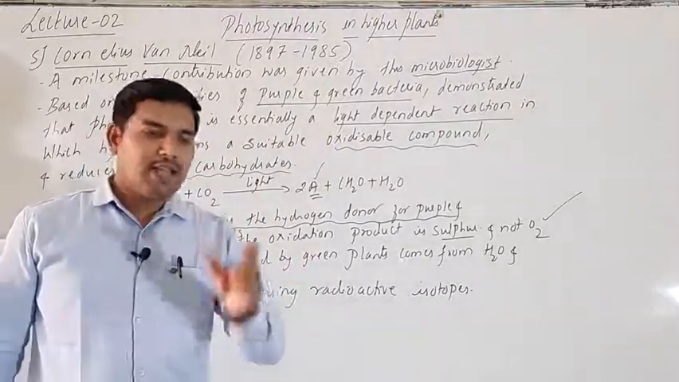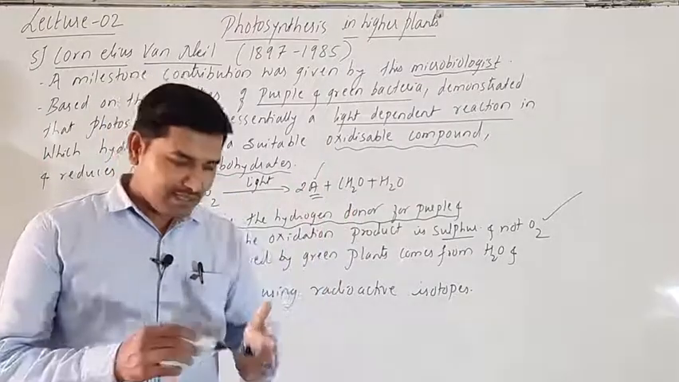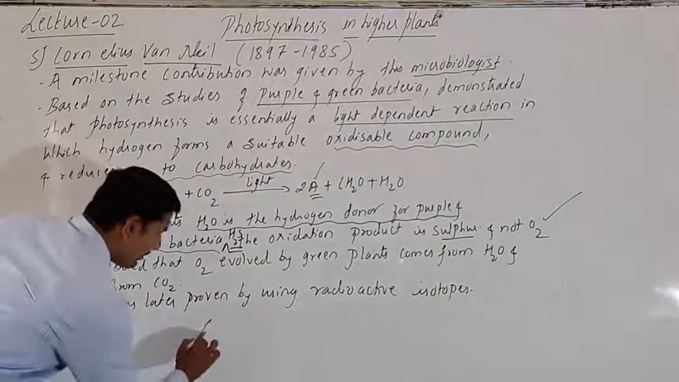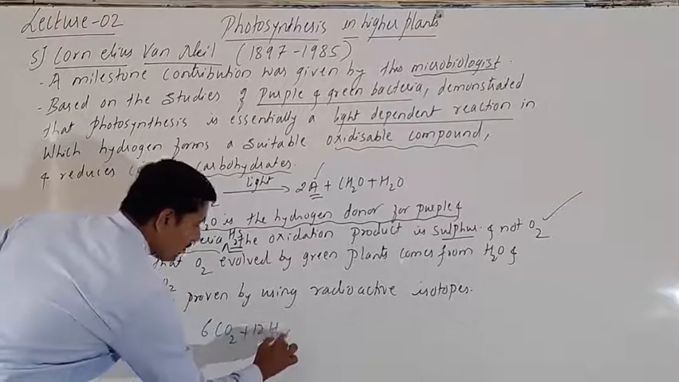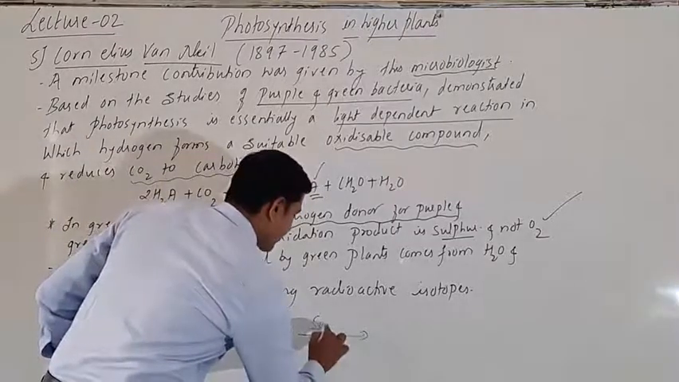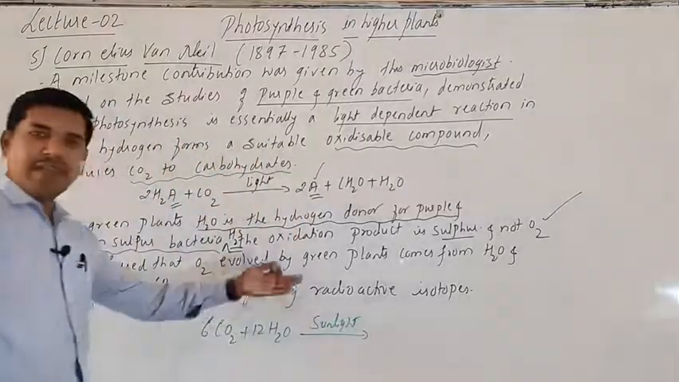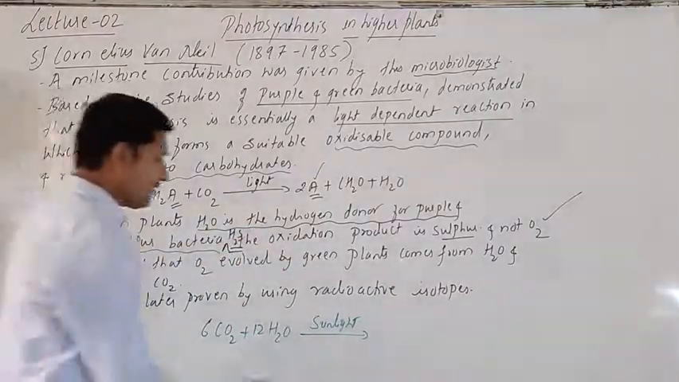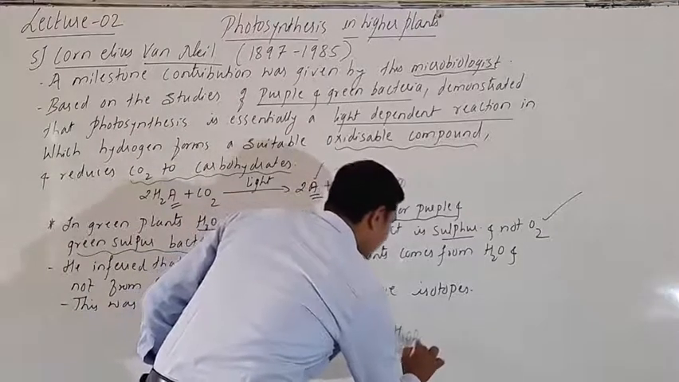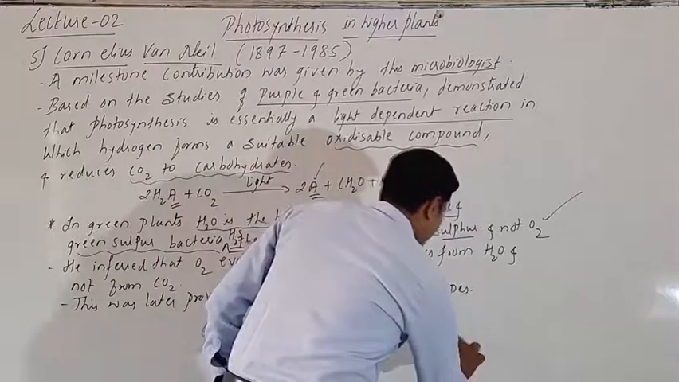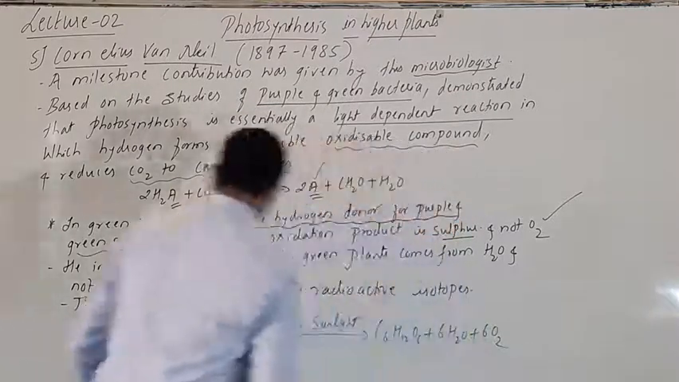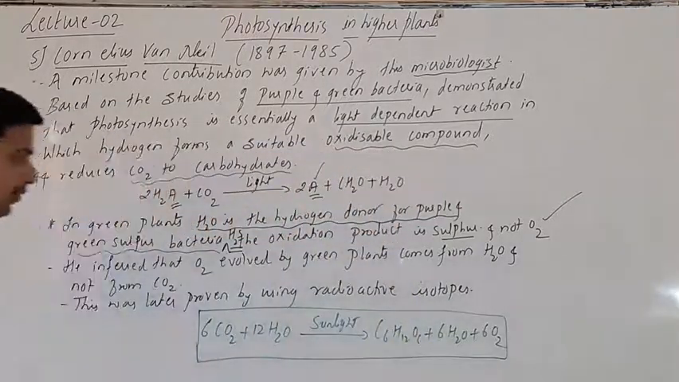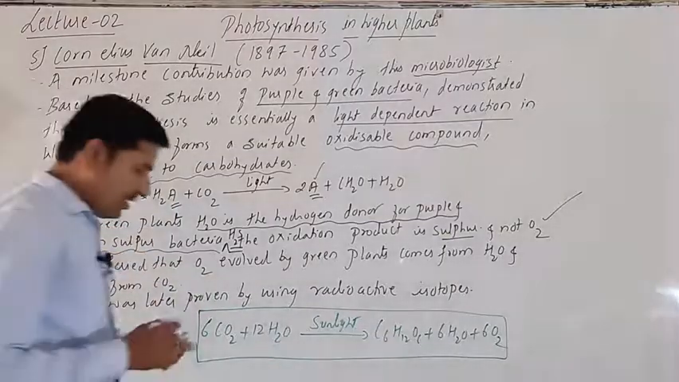Then finally an equation for photosynthesis, a final equation for photosynthesis was described, and that final equation comes to be 6CO2 plus 12H2O in presence of sunlight and bearing chlorophyll, only then this happens. Then the product that we get is C6H12O6 plus 6H2O plus 6O2. So this was the final equation for the photosynthesis. So look at the equation here. So this equation was given finally.